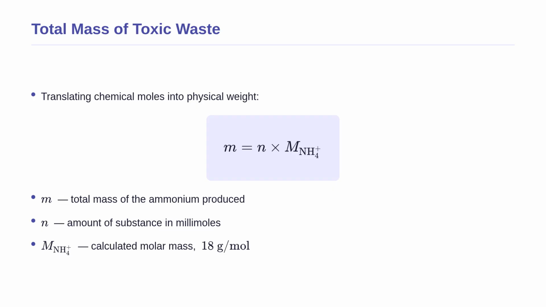Now that we have our conversion factor, we can calculate the actual physical burden on the liver. This formula translates the chemical amount of substance into a tangible physical weight. The variable m represents the total mass of the ammonium produced. The variable N is the amount of substance processed, measured in millimoles. We multiply this by the molar mass we just calculated. If a patient consumes even more protein, the variable N will increase, leading to a directly proportional increase in the toxic mass produced that the liver must handle.